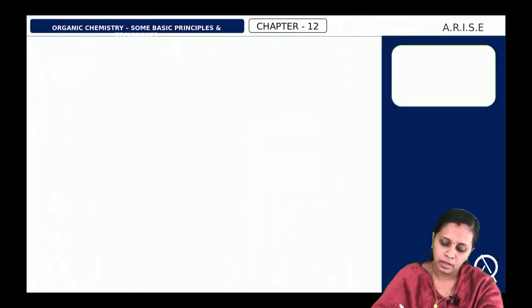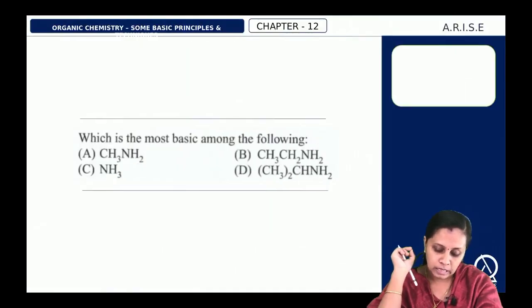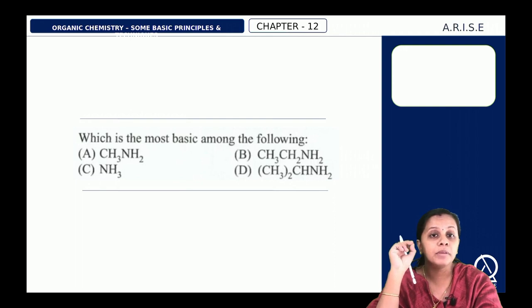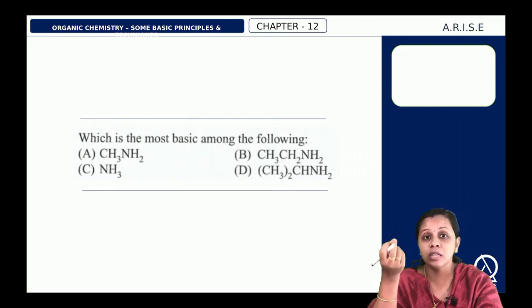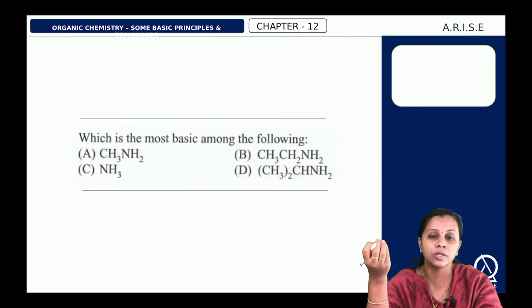Now moving on to the next question. Which is the most basic among the following? Basicity. What is a base? Something which can donate a pair of electrons, or a lone pair. Other definitions also exist: something which can release OH minus can be called a base, something which can accept H+ can be considered a base, or something which can donate a pair of electrons can also be considered a base. In all these ways we can define a base.